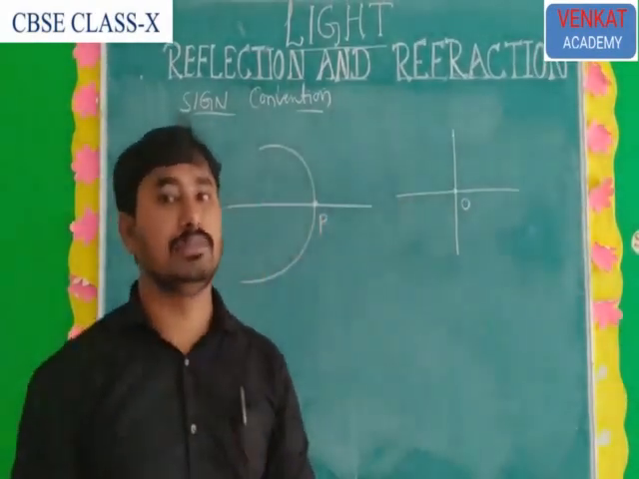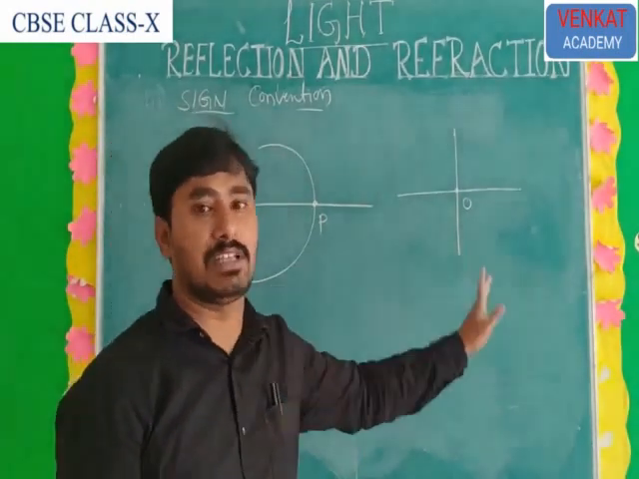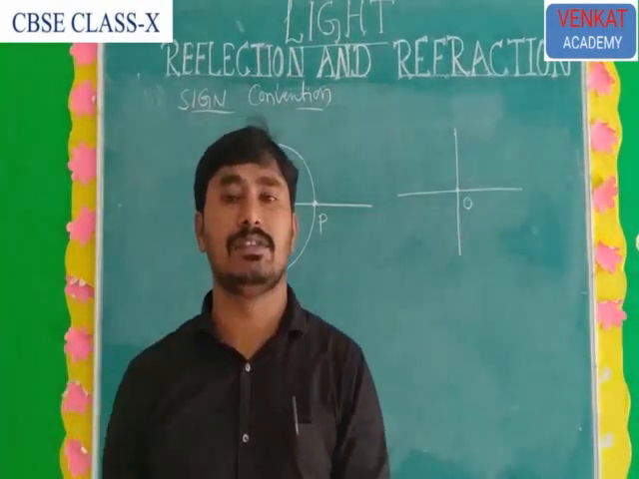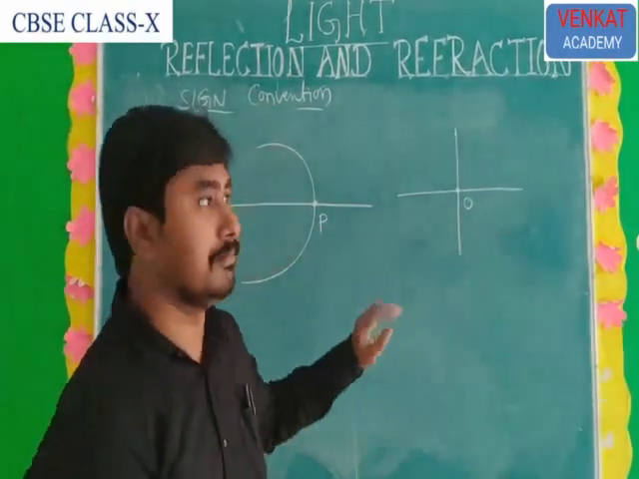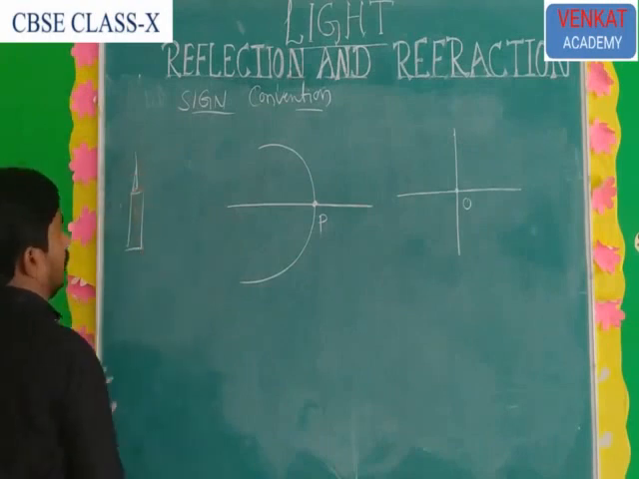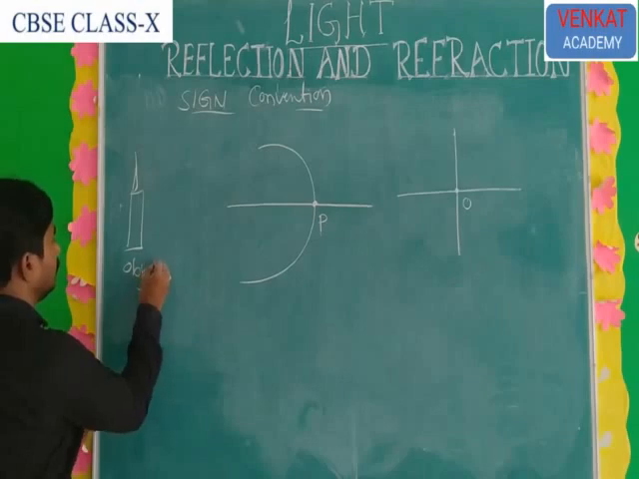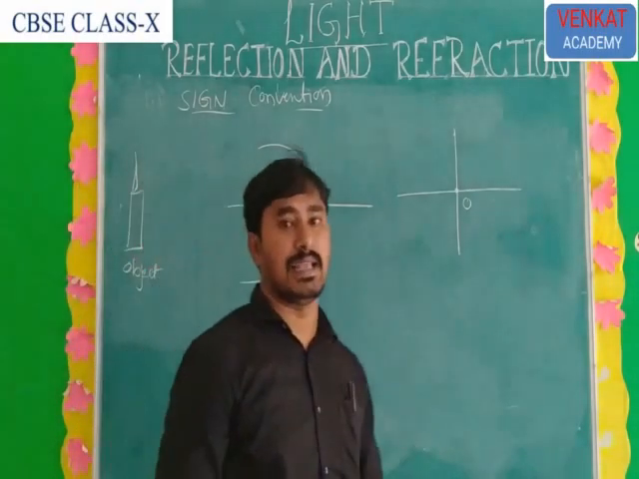Next one. The object should be kept on the left side of the mirror. Whether it is a concave mirror or a convex mirror, the object is placed on which side? Left side of the mirror. This is the object. That is the second point.